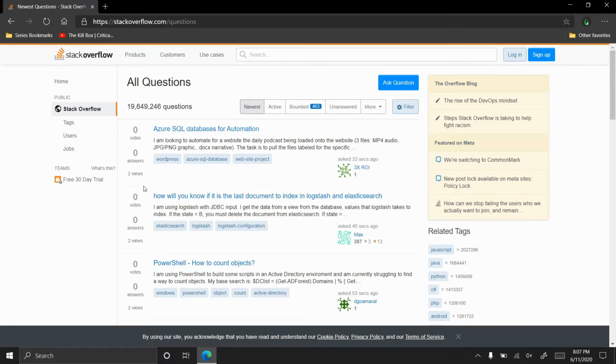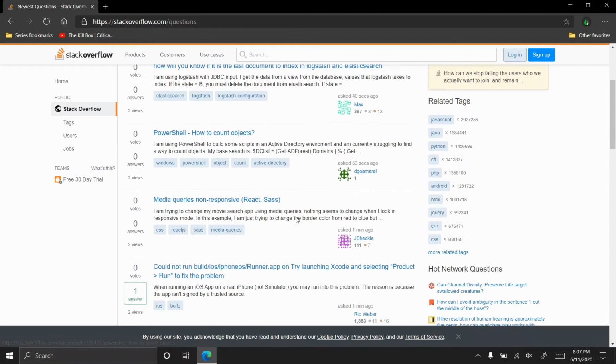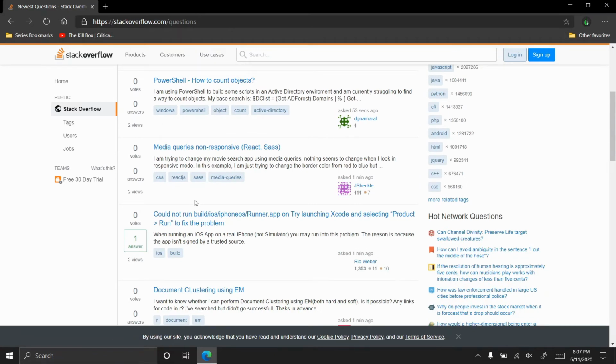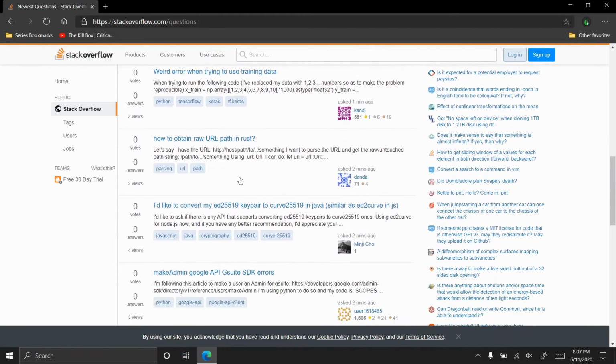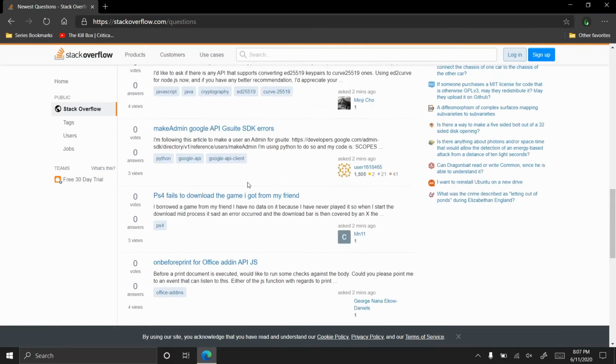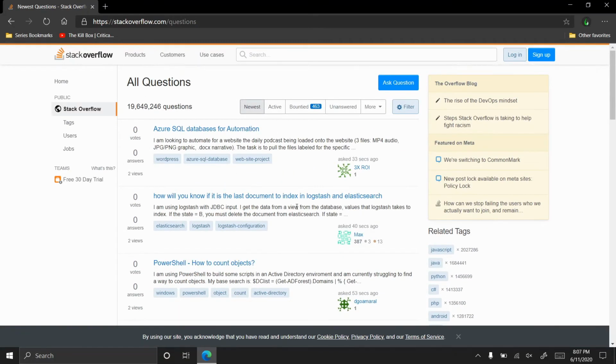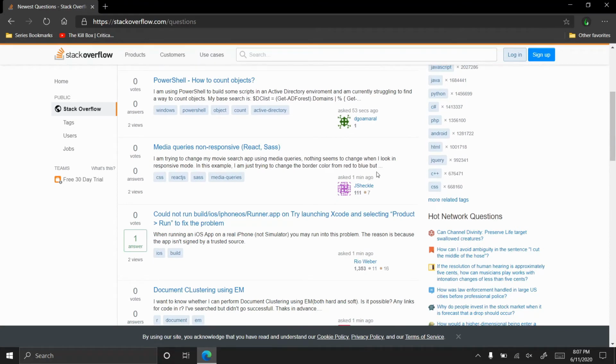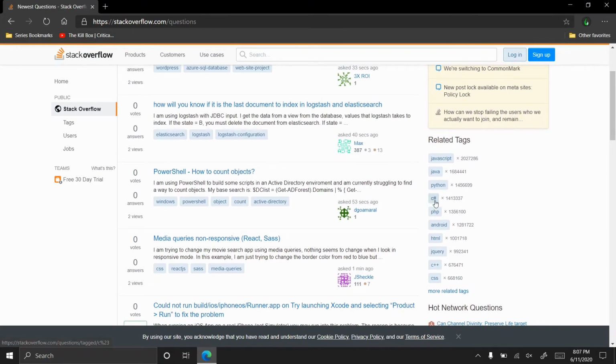So as you can see here, Azure SQL database for automation, so that person has a database question. PowerShell, how to count objects, so that person has a PowerShell question. So you can see that there's all kinds of different question options, or all kinds of different support in Stack Overflow for different things.